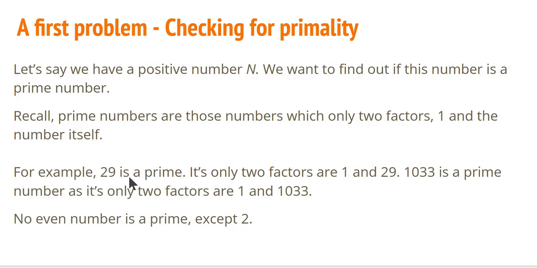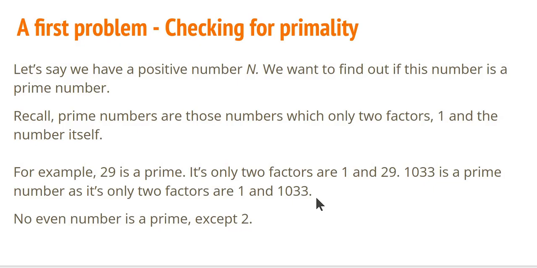So, as an example, 29 is a prime number because look, there's only two factors, 1 and 29. 1033 is a prime number because again it has only two factors, 1 and 1033. On the other hand, 24, for example, is not a prime because it has many factors, 2, 3, 4, 6, 12, and so on. It turns out, in fact, that there's only one even number that is prime, and that number is 2. No other even number is prime, and you can see that very clearly because every other even number is a multiple of 2.